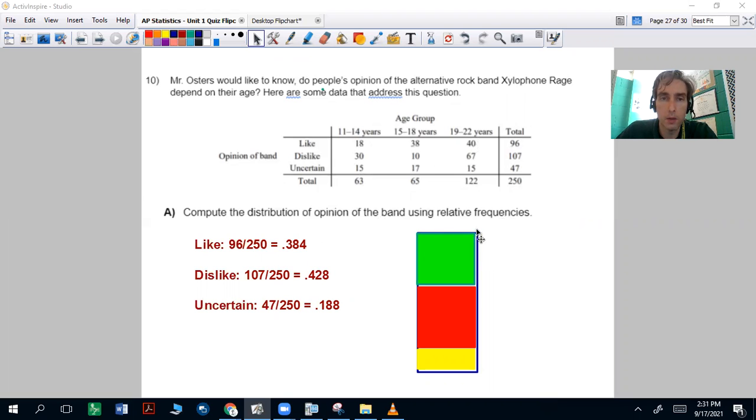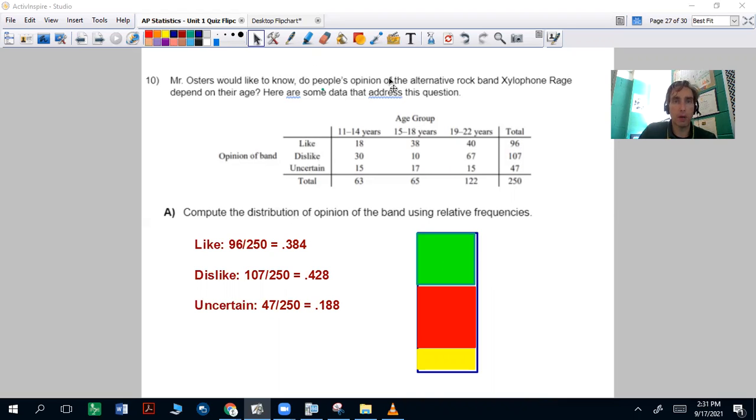So they didn't say specifically by age group, just says opinion. So we use the total opinions. So 96 likes out of 250, 107 likes out of 250 and 47 out of 250, and those breakdowns are there. You can get about 38.4 for the like.